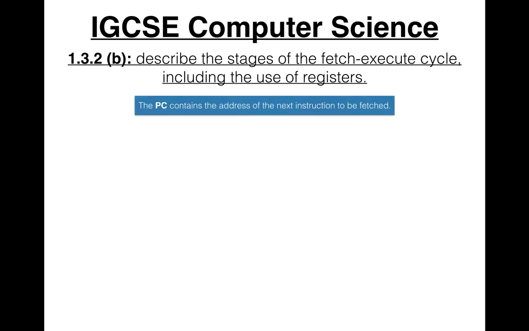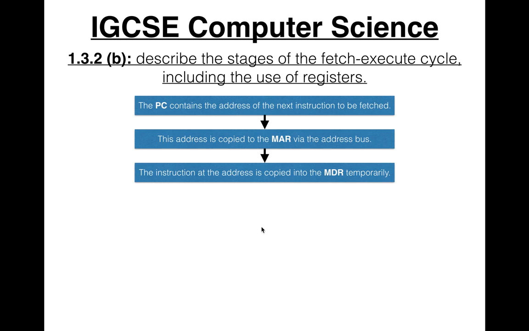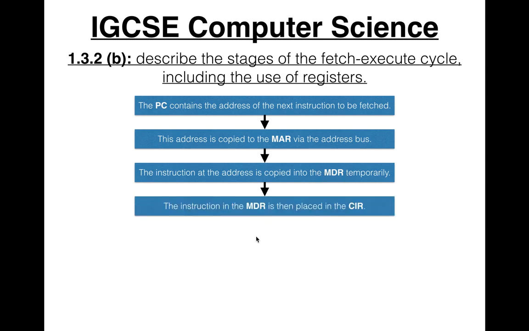The program counter, the PC, contains the address of the next instruction to be fetched. This address is then copied to the MAR via the address bus. The instruction at the address is copied into the MDR temporarily, the memory data register. The instruction in the MDR is then placed in the current instruction register, the CIR. And the CIR, as it says, contains the current instruction being processed.